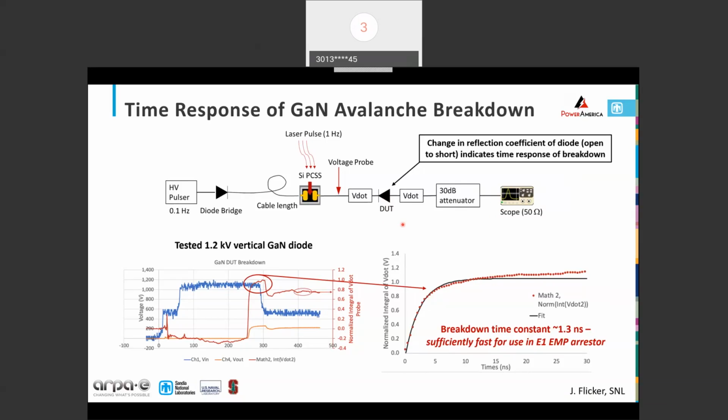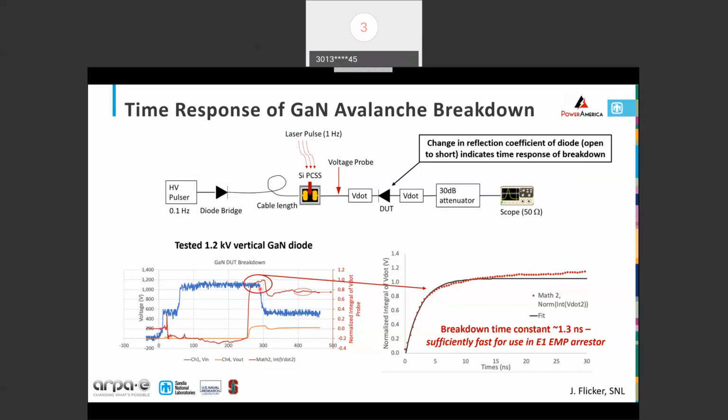That changes the reflection coefficient at the end of the transmission line. And so by measuring the voltage as a function of time at various points in the system here, we can actually characterize that. So some of the raw data is shown on the bottom left here. These are a couple different voltage traces, input and output, the blue and the orange.